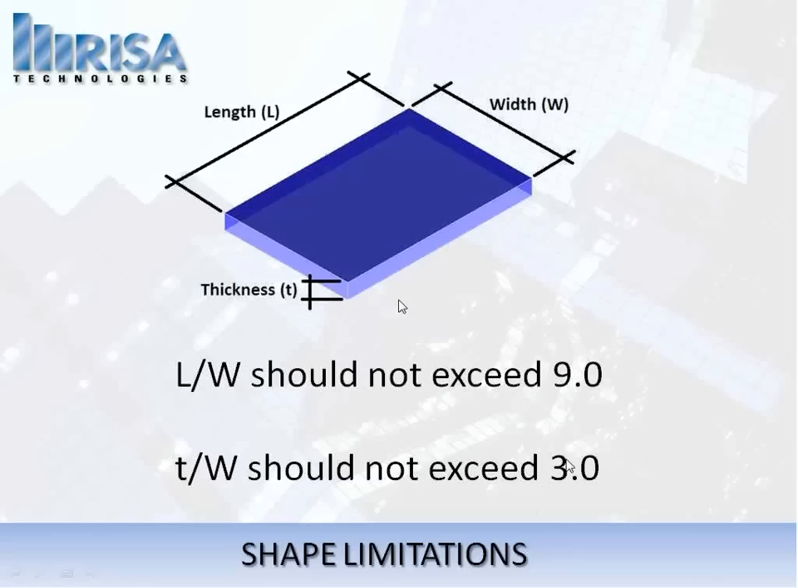Similarly, the thickness to width ratio now should not exceed 3. That is, the plate should not be more than 3 times thicker than its least dimension. Let's see how this actually impacts things.